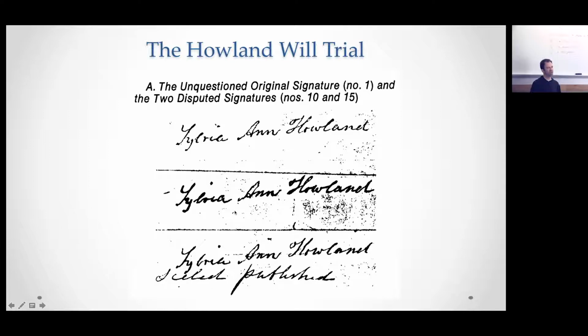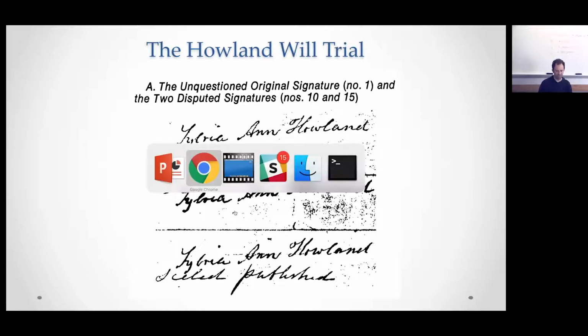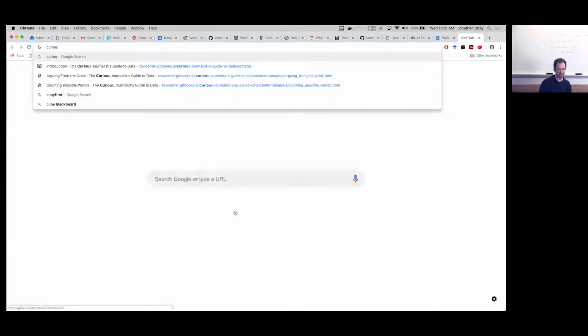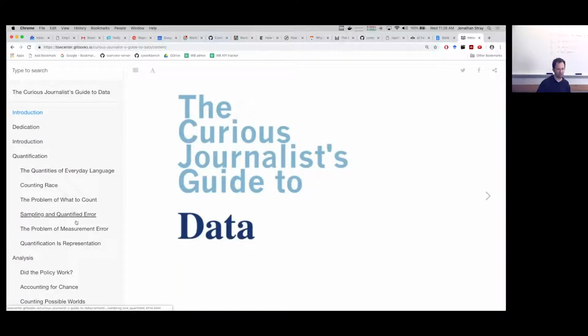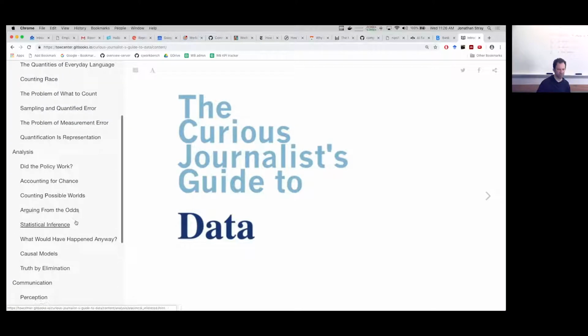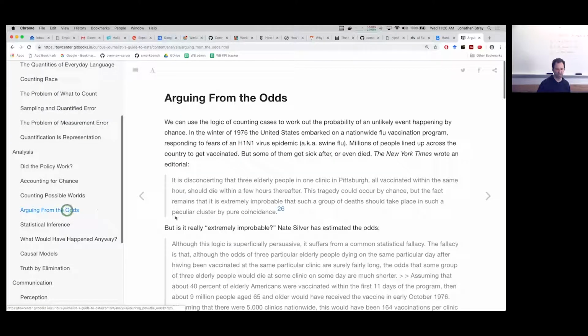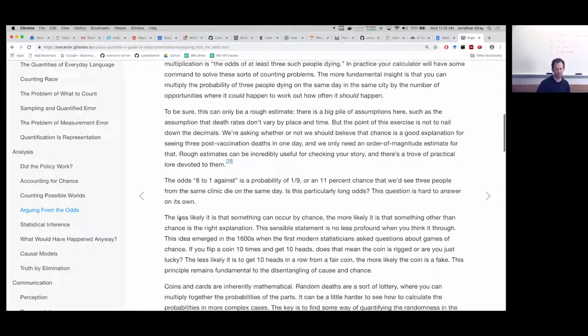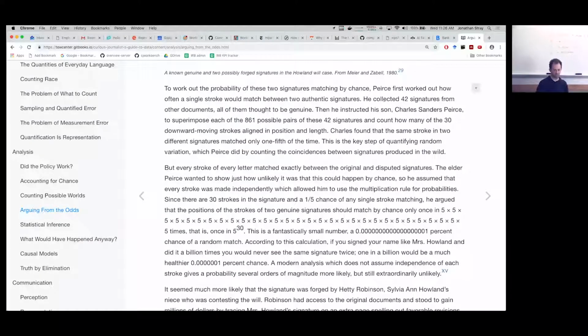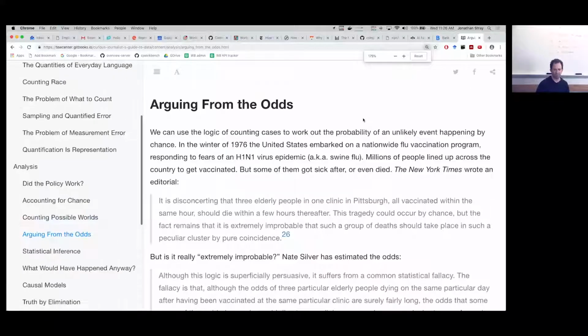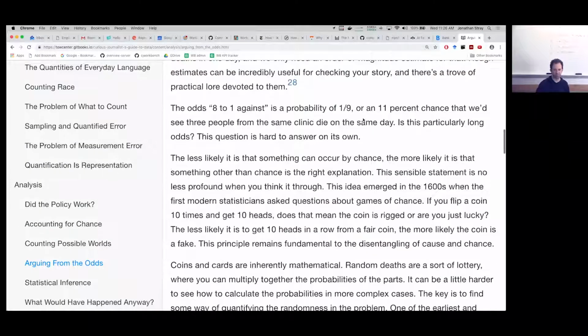41, I think, pairs of signatures. But late 19th century. And so I have this story in Curious Journalist. So, arguing from the odds. Yeah, so he took 42 signatures that the court believed to be genuine.